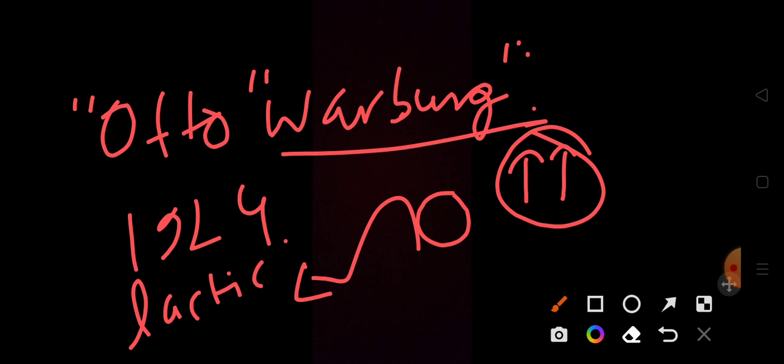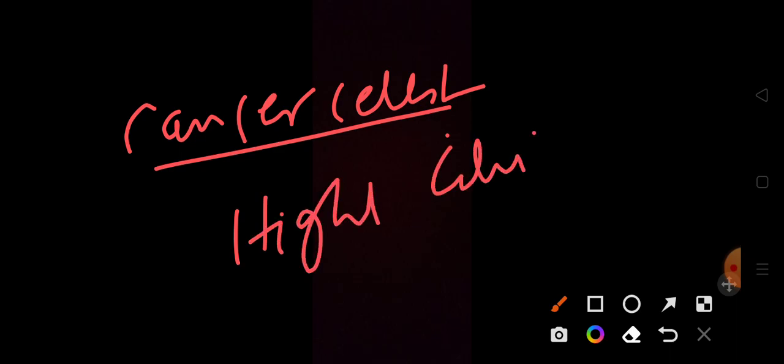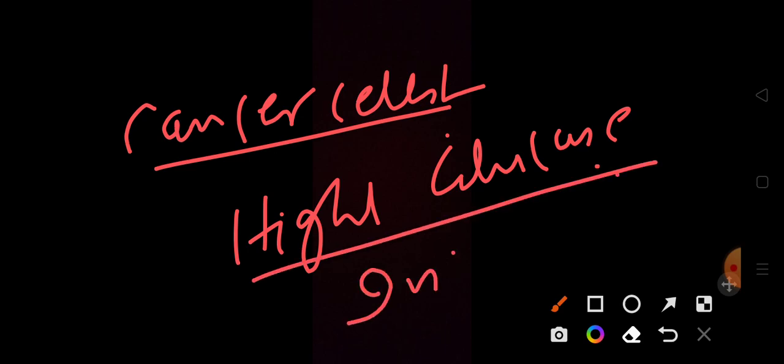Okay, so not only that, another important thing present in cancer cells is that cancer cells have the tendency to take up a high amount of glucose. That means high uptake of glucose and increased glycolysis followed by lactic acid fermentation. That is the unusual phenomenon of cancer cells.